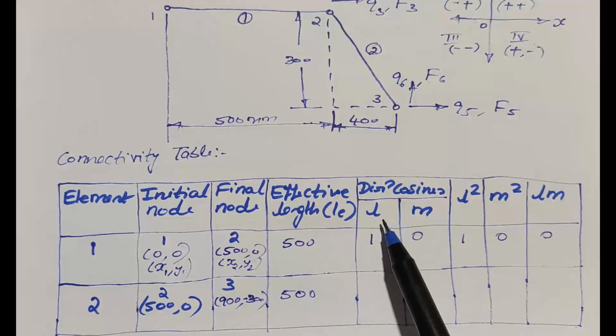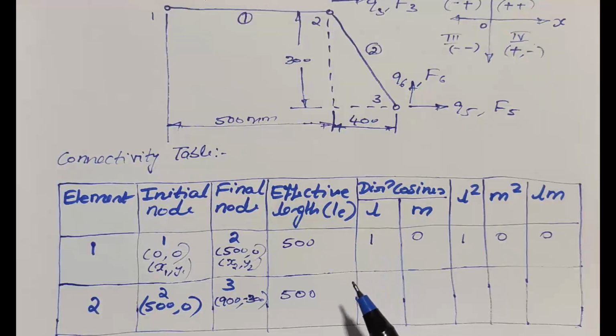Now we want L. L is x2 minus x1 by LE. Here x2 is 900, x1 is 500. 900 minus 500, it is 400, divided by 500. It becomes 0.8, L is 0.8. M is y2 minus y1 by LE. y2 is minus 300 here, y1 is 0. Minus 300 minus 0 divided by 500. It will be minus 0.6.